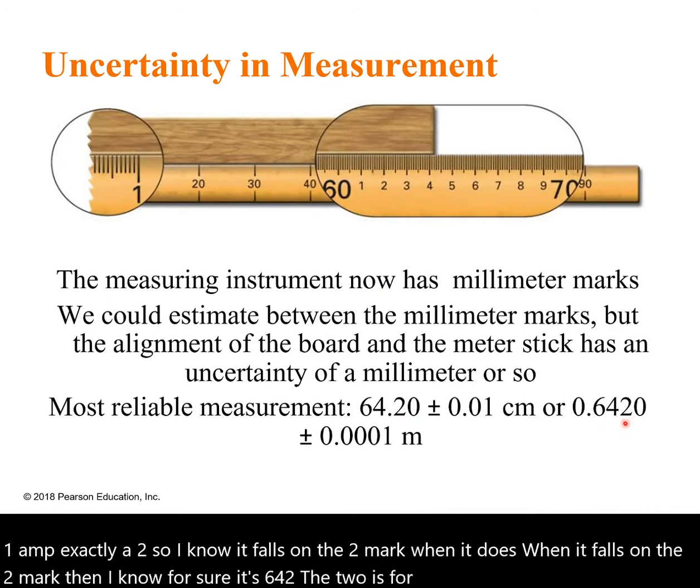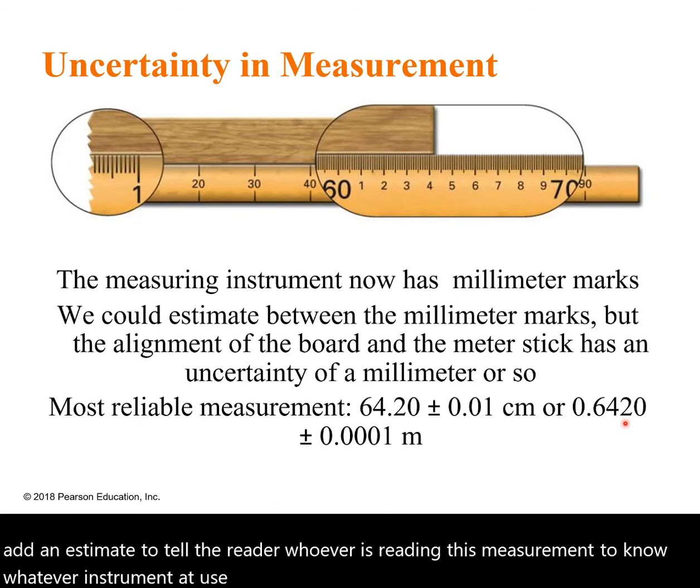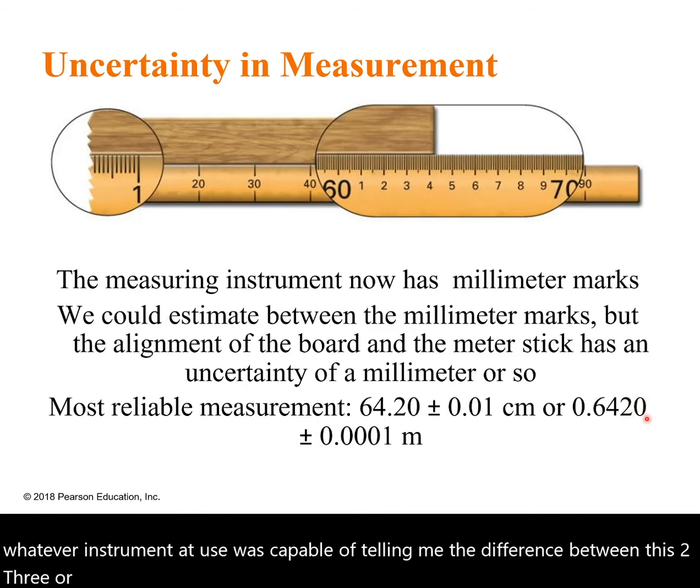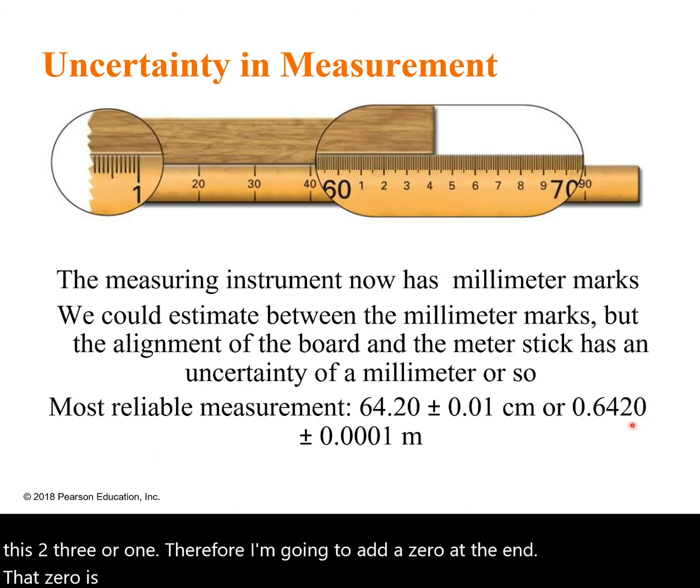I can't just leave it. I need to add an estimate to tell the reader, whoever's reading this measurement, that whatever instrument I use was capable of telling me the difference between this 2, 3, or 1. Therefore, I'm going to add a 0 at the end. That 0 is my estimate here. All right?